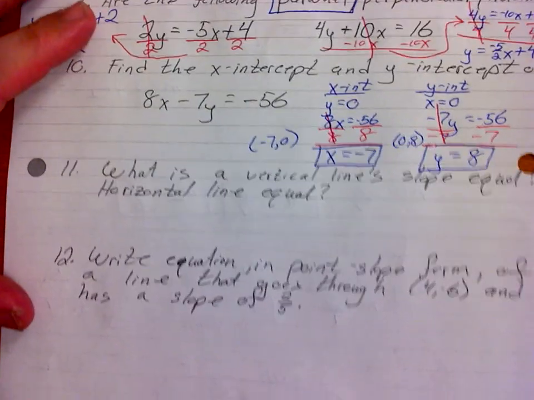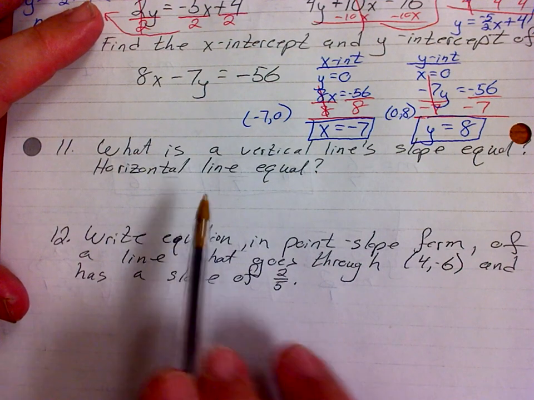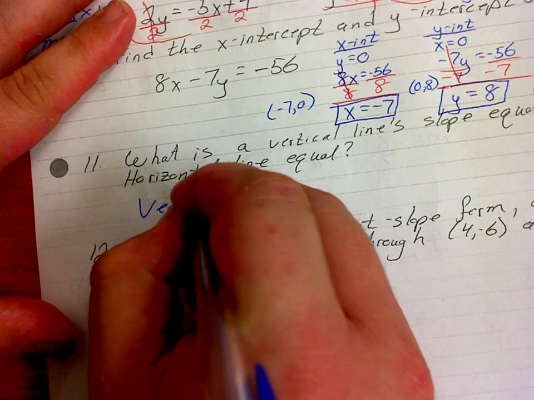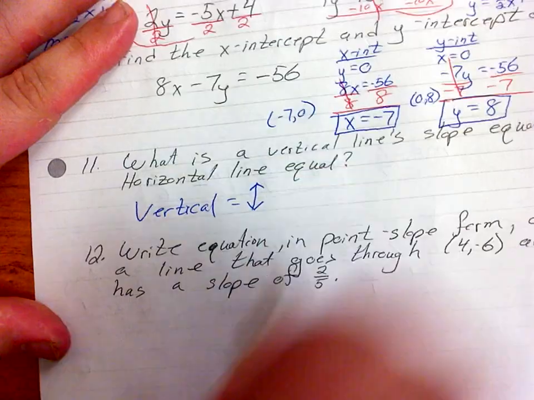All right, this is more of a vocabulary question here. What is a vertical line slope equal, and what is a horizontal line slope equal? Okay, so let's go ahead and define this real quick. Vertical lines are lines that run straight up and down.